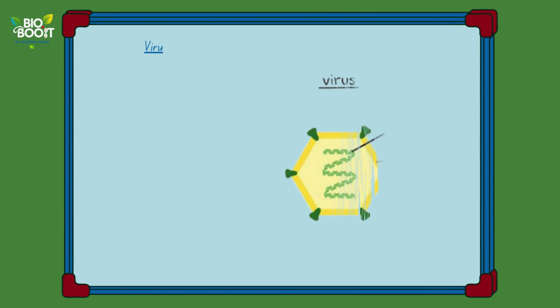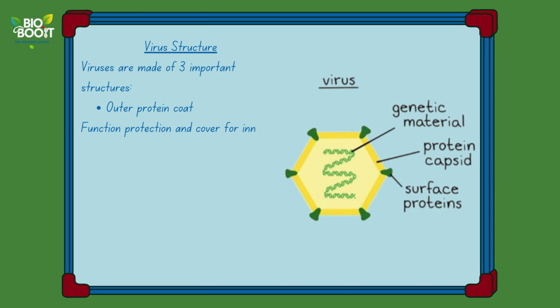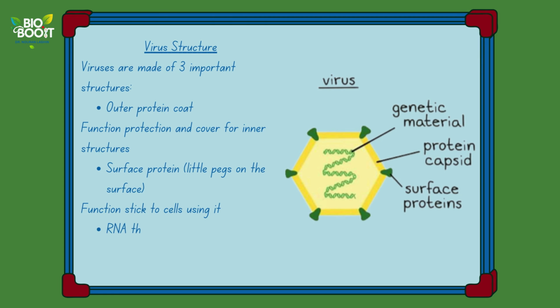Now, let's look at the blueprint of this pirate ship. Most viruses have three key parts. First, the outer protein coat. What's its job? Just like a knight's armor, its function is protection. It covers and shields the delicate stuff inside. Next, the surface proteins. See those little pegs sticking out? They aren't for decoration. Their function is to stick to cells. It's like a key looking for a very specific lock on the surface of a cell.